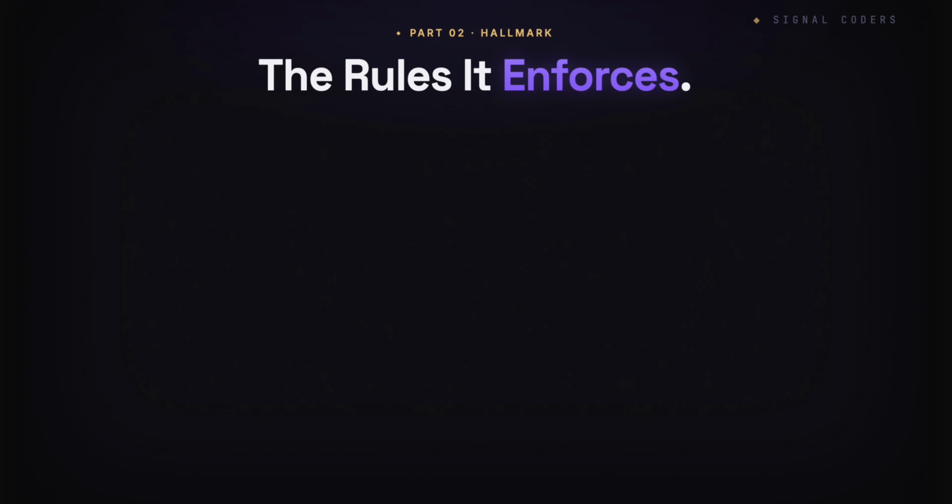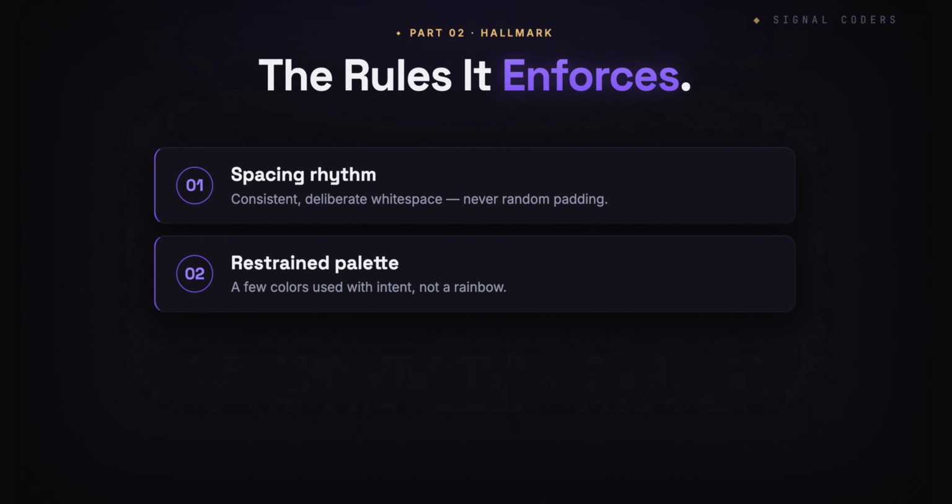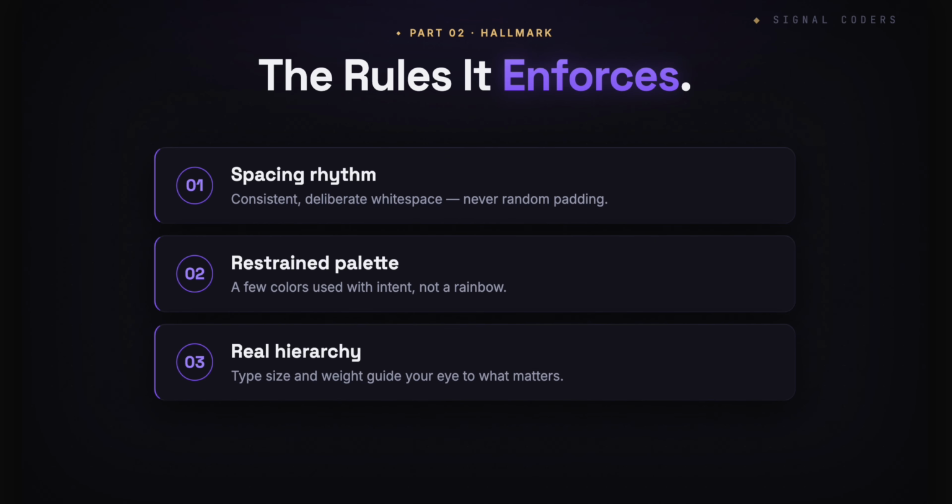So what rules does Hallmark actually enforce? First, spacing rhythm. Consistent, deliberate white space instead of random padding. Second, a restrained palette. A few colors used with intent, not a rainbow. Third, real hierarchy. Type sizes and weight that guide your eye to what matters. It is opinionated on purpose. Follow those, and Claude Code stops defaulting to purple gradients and rounding every single corner into mush.